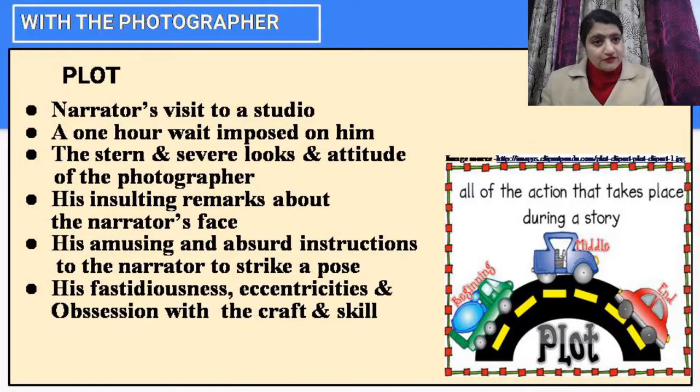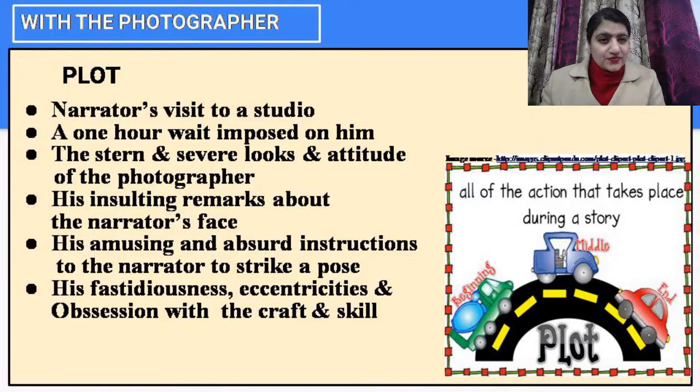Now, the plot, the chain of events in the story, is just that the narrator wishes to have his photograph taken, and with that intention, he visits the photo studio. He wants his picture so that he can gift it to his friends as his memory, who can reconcile themselves to his loss when he dies. On his visit, he's made to wait for an hour in the first place. Then the stern and severe looks and attitude of the photographer make him quite uncomfortable inside. And the photographer is so particular about the looks of a person that he makes insulting remarks about the narrator's face. The way he treats the narrator is both annoying as well as amusing, and evokes laughter also.